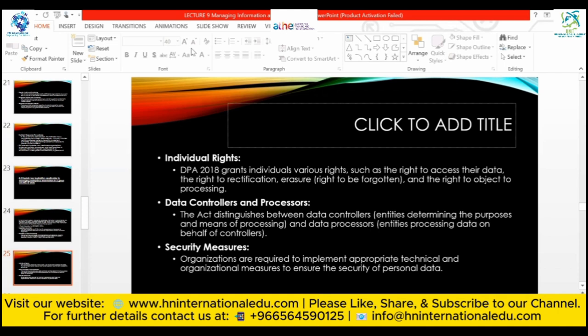Individual rights. DPA 2018 grants individuals various rights such as the right to access their data, the right to rectification, erasure, the right to be forgotten, and the right to object to processing. Now, for individuals like you and me, we have these rights in the UK under the Act 2018 DPA. Data controllers and processors. The Act distinguishes between data controllers, entities determining the purposes and means of processing, and data processors, that is the entities, any authority which is responsible for processing the data on behalf of the controllers. Security measures. Organizations are required to implement appropriate technical and organizational measures to ensure the security of the personal data.